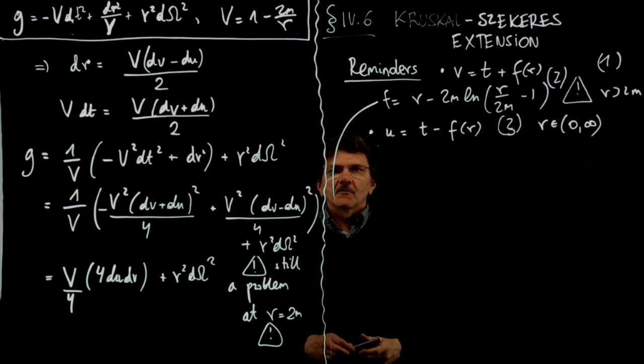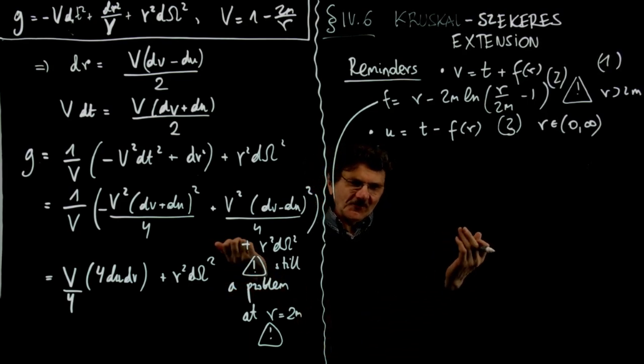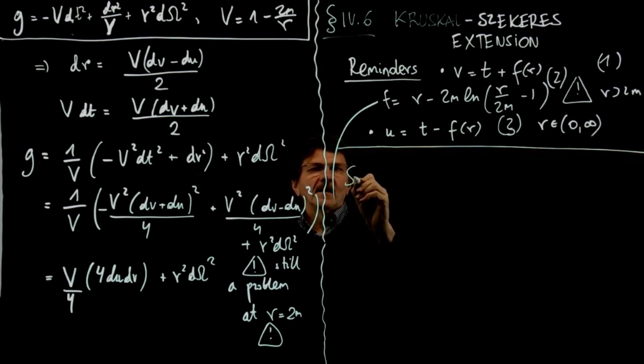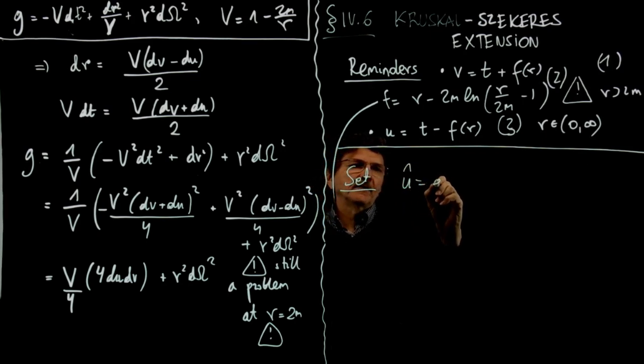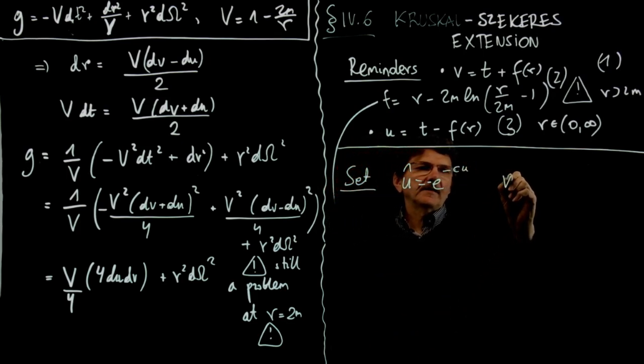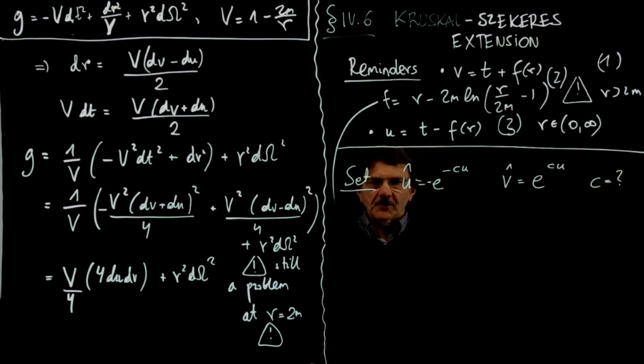Good. So what is the miracle thing to do? Well, we're going to write new coordinates. Unfortunately, this is about changing coordinates, the whole business, but we're almost there. So the new coordinates are u hat equals minus e to the minus cu, and v hat is e to the cv, with a c which we're going to work out. And so the miracle is that if you use this, you put this in the metric, we're going to find c so that the zero at r equal to m disappears.